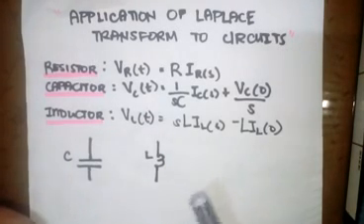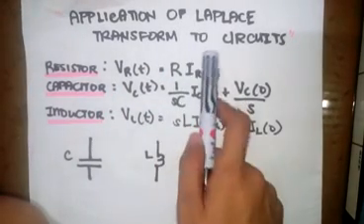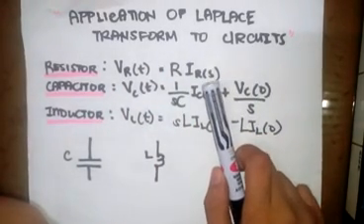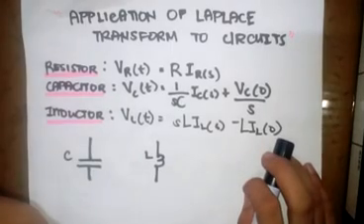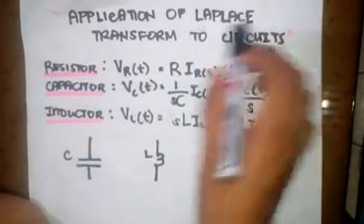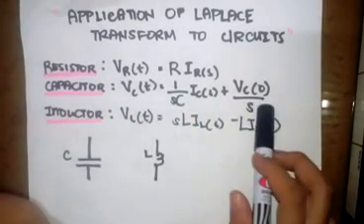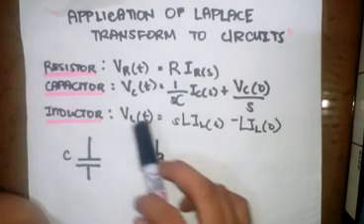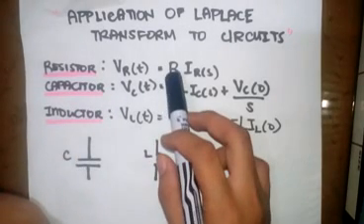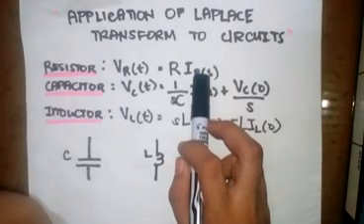So here we have a tutorial on the application of the Laplace transform to circuits. From the previous videos, I have taught what a Laplace transform is, so we have to be familiar with these equations. For a resistor, the voltage drop across the resistor is just R, the resistance, multiplied by the current through R.